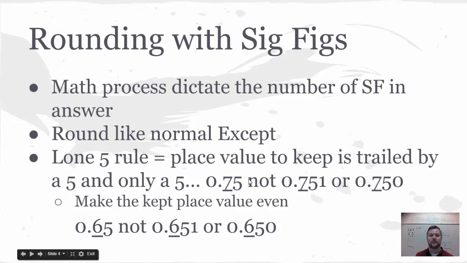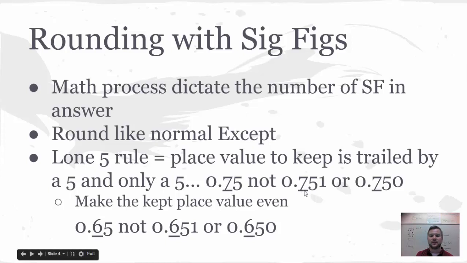So what that means, in this number, let's say we were going to keep that 7, so we're going to round to the tenths position. The 7 is followed by a 5 and only a 5. So this is an example of a lone 5. This would turn into an 8. We're going to make that even. We're going to round up.